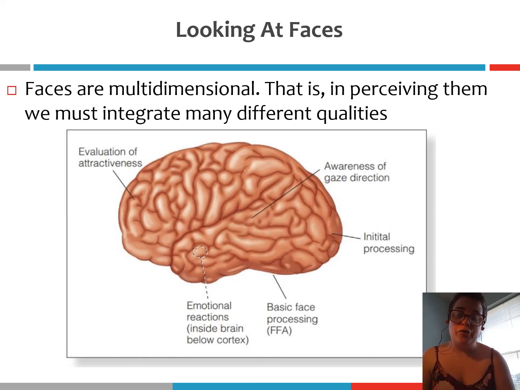Okay, so you're simultaneously identifying something as a face with the FFA, you're looking at the direction of their gaze, you are evaluating their attractiveness, and so on. So you're integrating all of those features together, and each of those separate aspects are going to be evaluated by a different region of the brain, operating together, right? Or representing various aspects of that face at the same time.